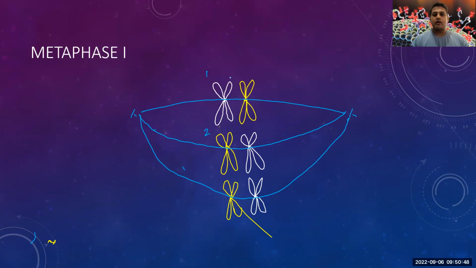For example, these two chromosomes, one from father, one from mother. Let's say the white one is from father. So this is from father, and this one is from father. This one is from mother. This one is from mother.